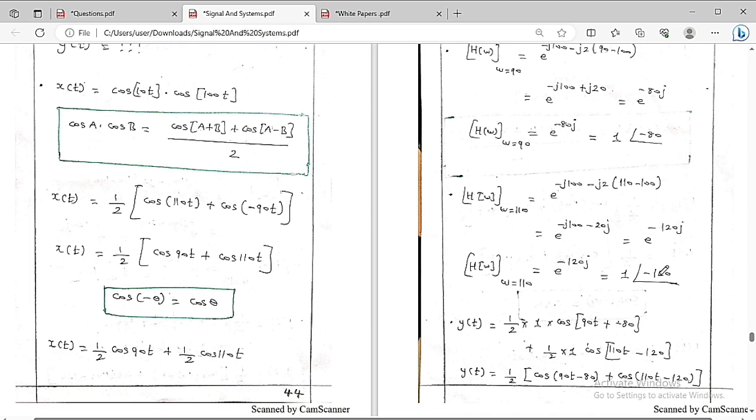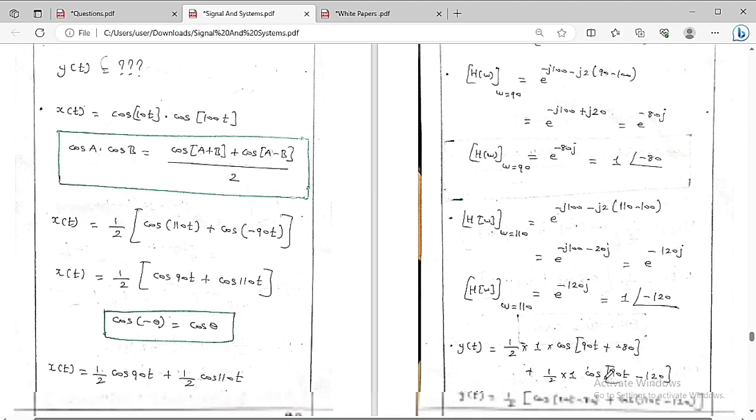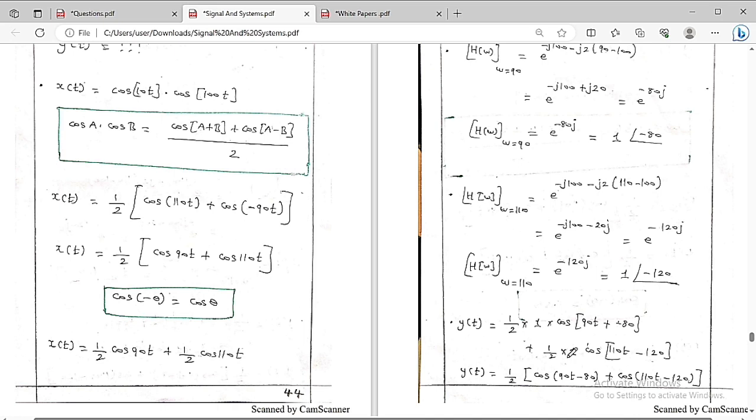So now just substitute these values. You know the magnitude part and you know everything. So half times, what is the magnitude of H of omega at omega equal to 90? Its value is 1 into cos of 90t plus, what is the phase angle of H of omega at omega equal to 90? Minus 80 degrees. Similarly, for H of omega at omega equal to 110, it is nothing but 1 into cos of 110t plus, what is the phase angle? This is minus 120 degrees.